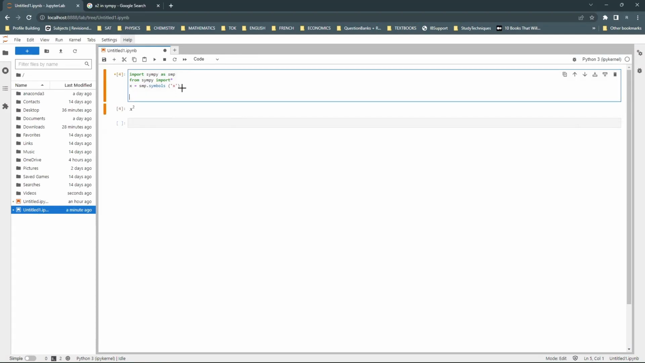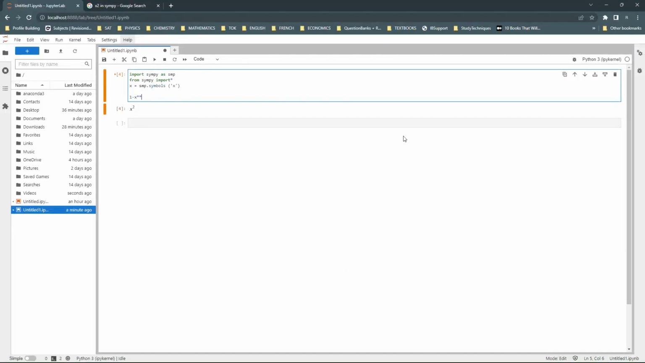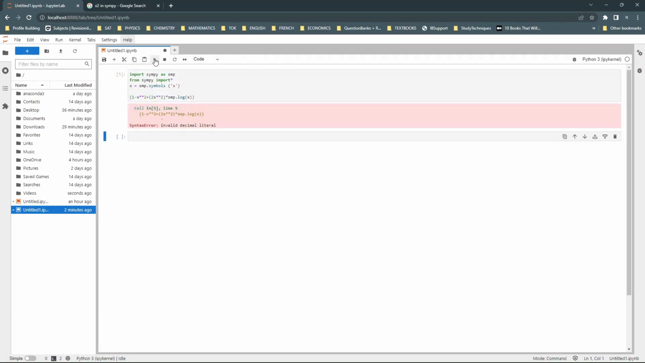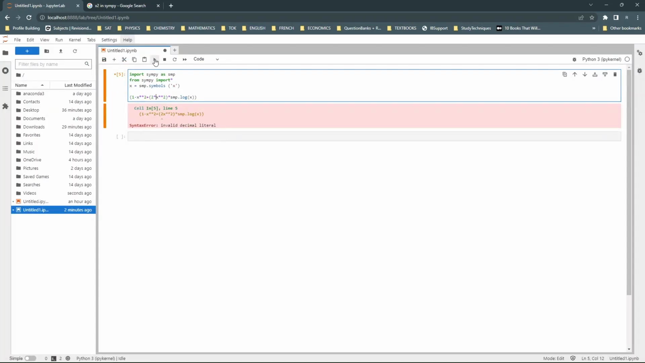Instead of using that tabular method, I'm going to be using SymPy on Python for this. So I already have it set up over here, and I'm just going to input this over here, and then limit approaches 1. So this will be 1 minus x to the power 2 plus 2x squared, put that in brackets, because why not, multiplied with sp.log of x. So this is the numerator, and I can just run it over here to see if it runs accurately.